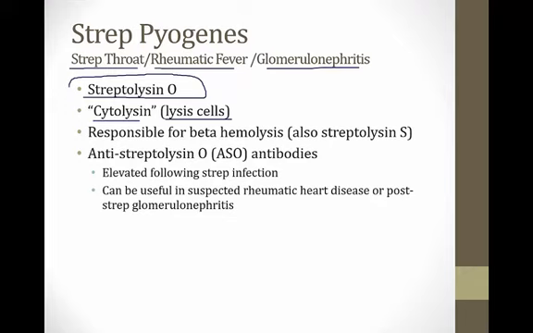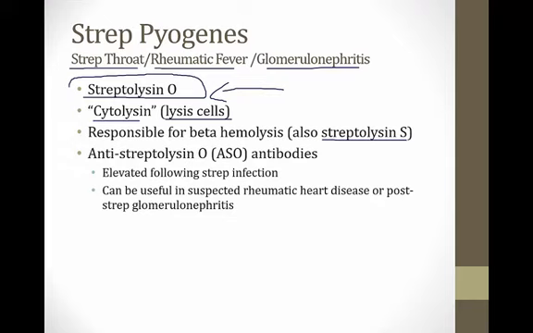So we talk in some of the other modules about how when you grow strep pyogenes on blood agar, it exhibits beta hemolysis. And one of the reasons for this is the presence of this enzyme streptolysin O, which can lyse cells. There's also another streptolysin called streptolysin S, and the presence of both S and O are what are responsible for the beta hemolysis.